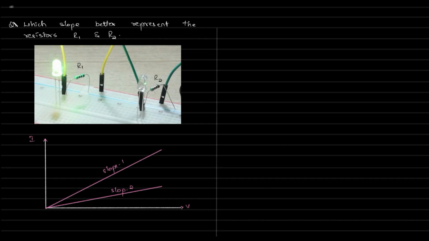Which slope represents the resistance R1 and R2? So R1 and R2 are in this diagram, connected to L1 and L2 respectively. We have to decide on which slope. There are two slopes over here. Which slope will represent R1 and which slope will represent R2?